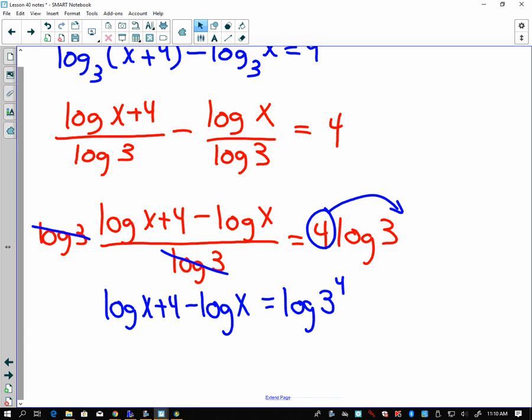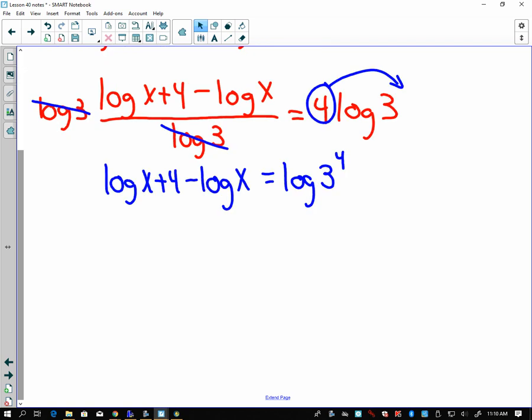Have I done anything there? Have I lost you? Okay, now, is everything in the same base now? What base is everything in? Everything is in base 10, which means I can drop the logs. So, what does this subtraction become whenever I do that? Becomes division. So I wind up with x plus 4 over x equals what? What does it equal on the other side? 3 to the 4th. I can go ahead and simplify 3 to the 4th. Is that like 81? All right.